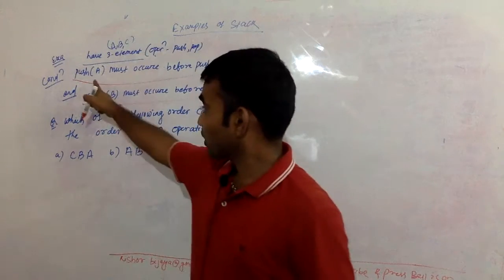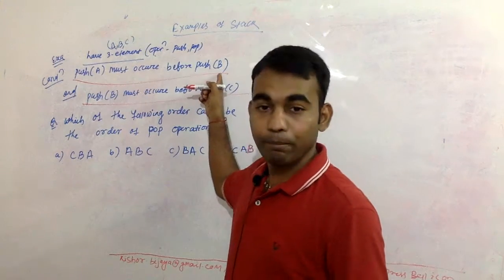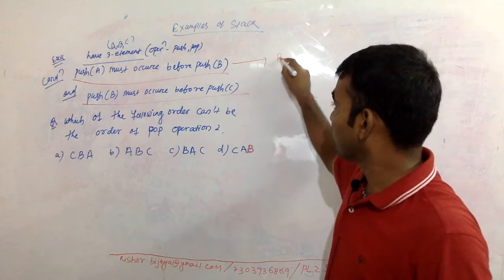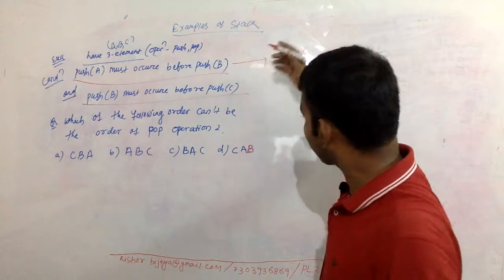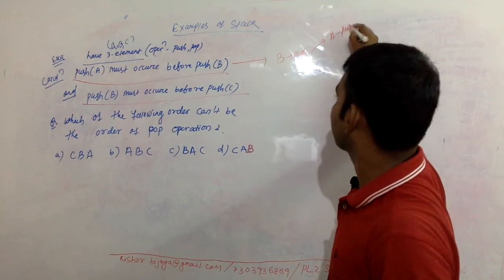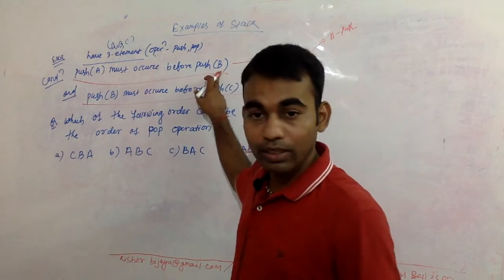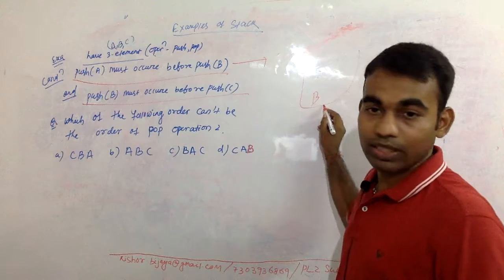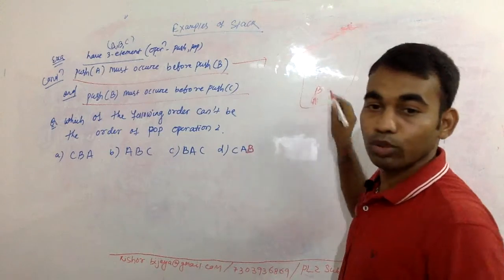Push A must occur before push B. That means if I want to push B, I cannot push it before A. A must be pushed first. In order to push B, you must push A first. That means I cannot push B directly into the empty stack. I need to insert A first, and only then will I be able to push B.